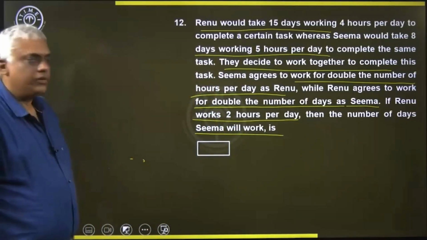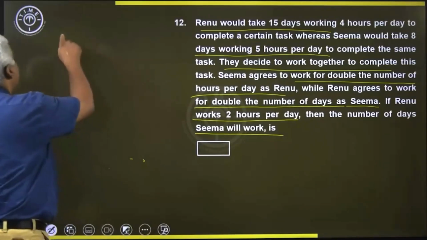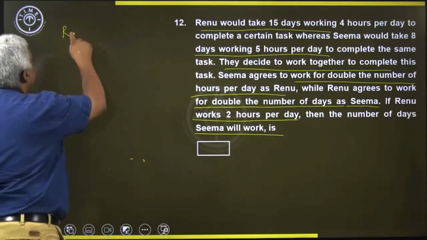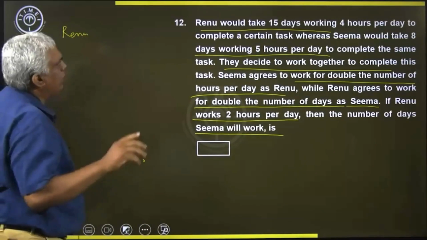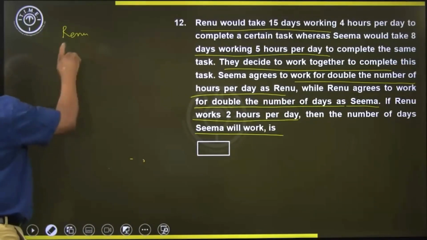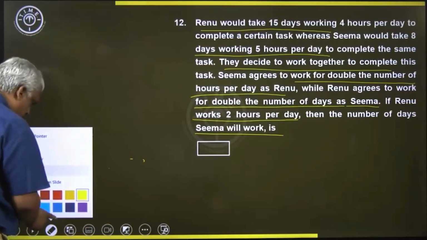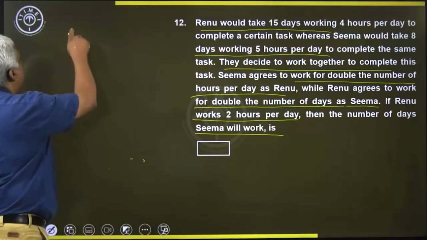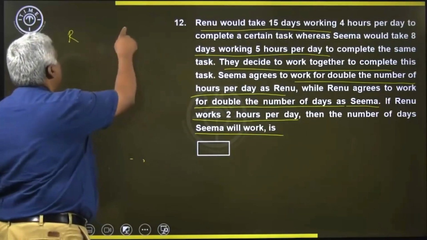Number of days Seema will work. Now let's see how much time Renu is taking. No need to write the full name, we can write R and S. Why waste time in the exam? So I'm writing R for Renu, S for Seema.